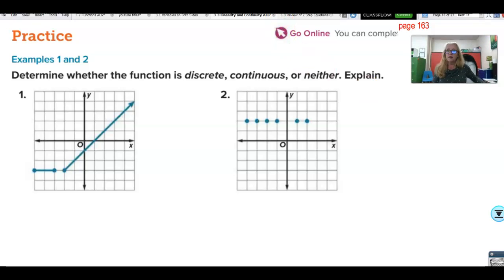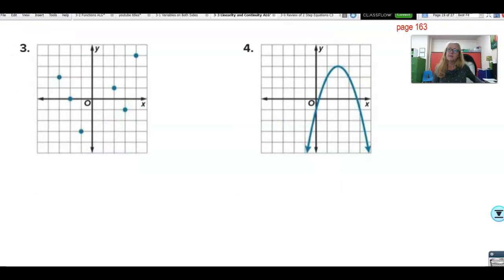Okay, so number one, is it discrete, continuous, or neither? It is neither. You're right. It's neither because it has continuous parts, but the whole thing is not continuous. Now number two doesn't have any continuous parts, so number two is considered to be discrete. Very discrete, yes. Number three is also discrete. The points are not connected at all. Number four is continuous because all the points are connected.